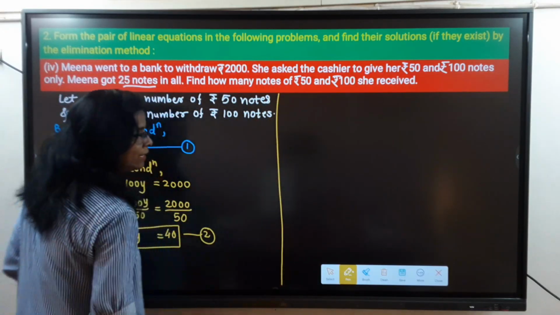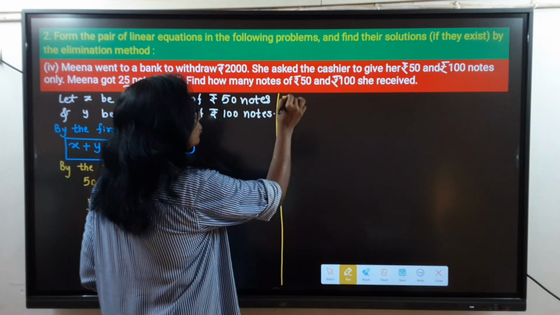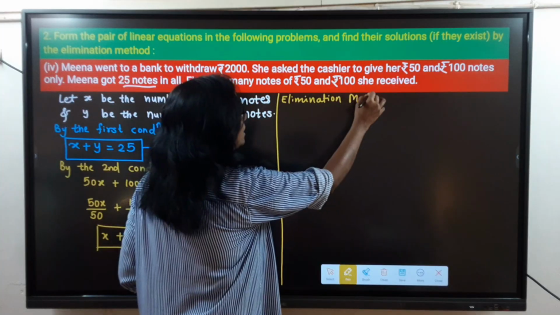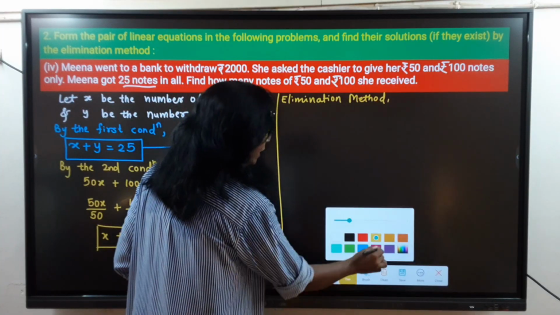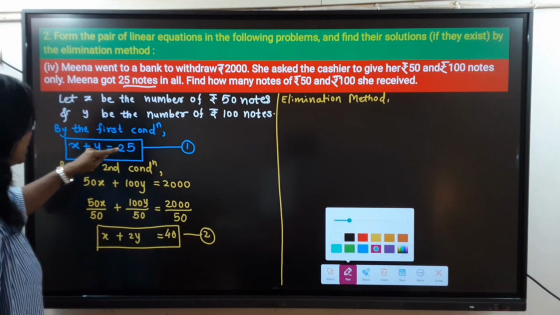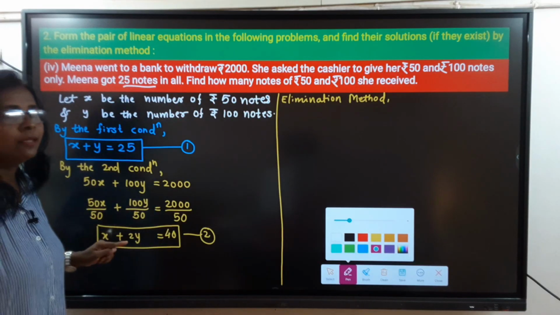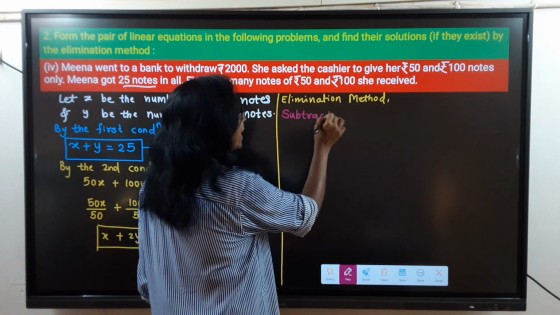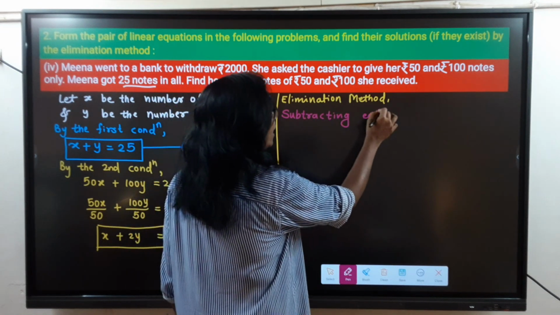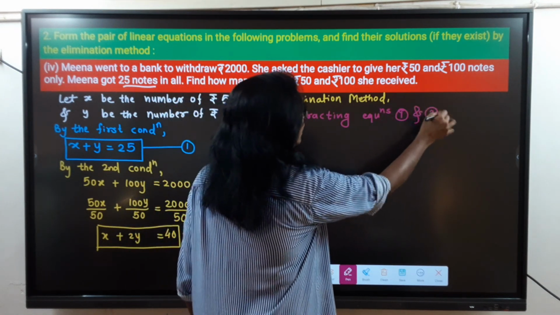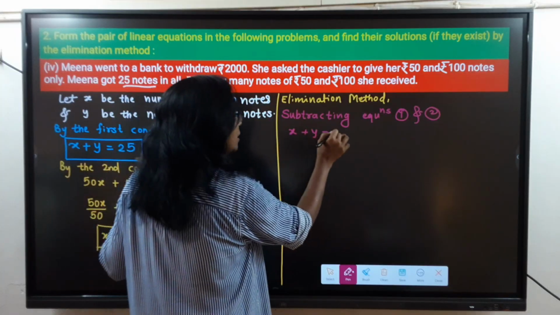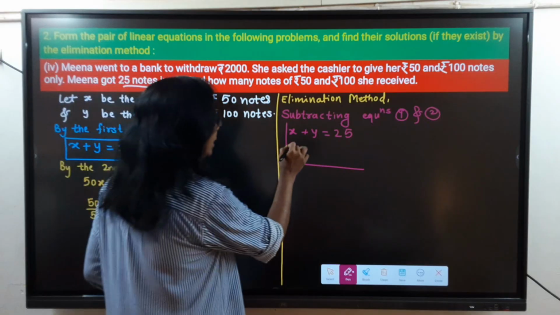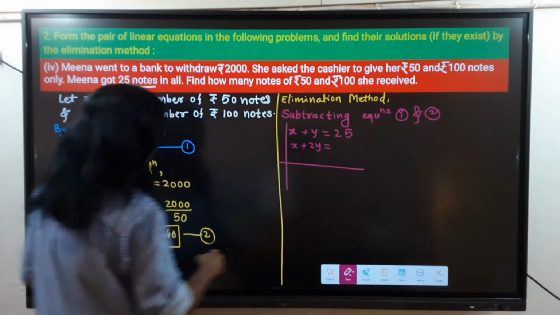Now here students, by the elimination method, we have to solve it. So here I write down the elimination method. We can solve this by the elimination method. So now here x plus y is equal to 25. Here x, both are the same sign. So subtracting equations 1 and 2. So the first one is x plus y is equal to 25, first equation, and the second equation is x plus 2y is equal to 40.